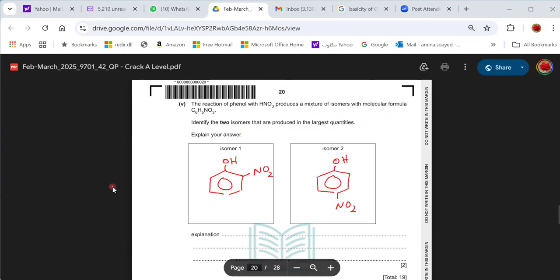They said explanation. We say that the OH group of the phenol is 2,4 directing to the incoming group, or we say that it directs the incoming group to the 2,4 positions.